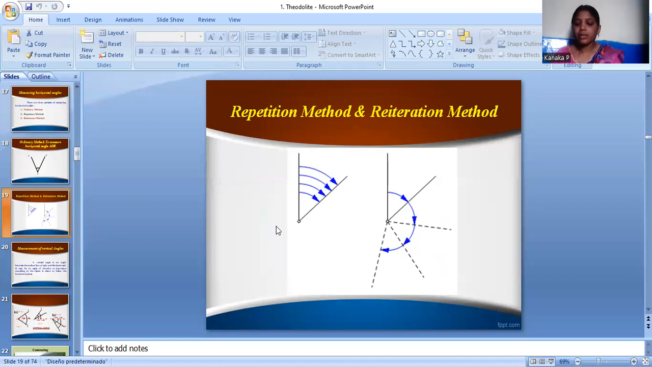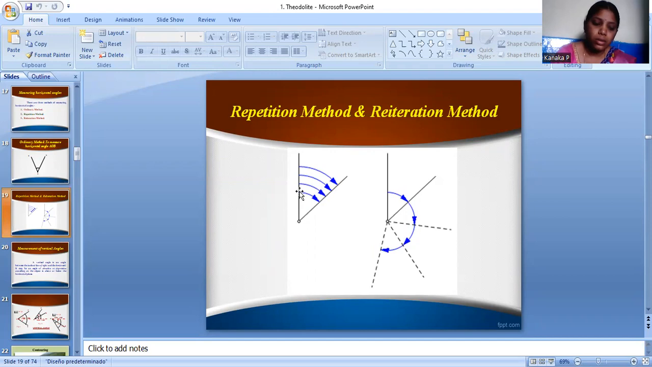Unclamp the lower plate, turn the axis in the clockwise direction. The object A is bisected using the lower clamp and a tangent screw. The process is usually repeated 3 times until the required repetition is over.